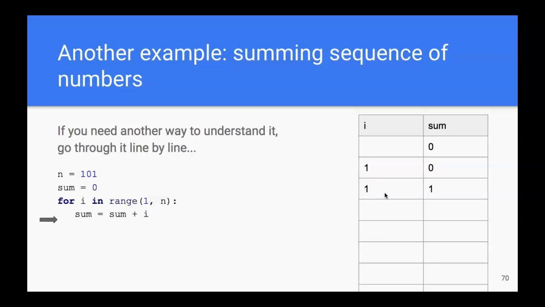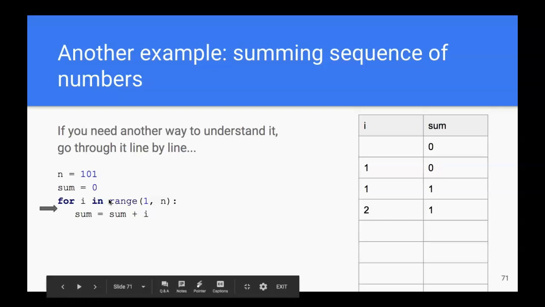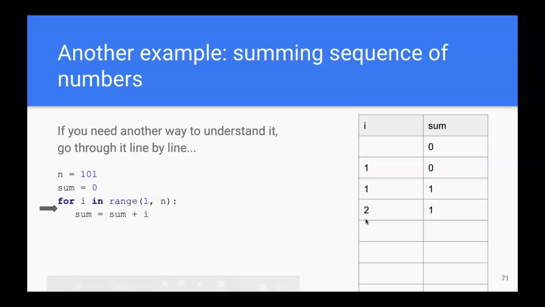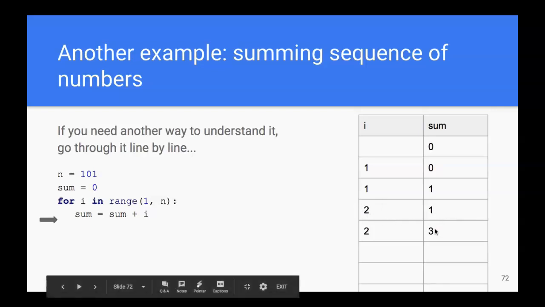Well, we go around the loop now. So the next thing is we execute the loop control. Now I gets a new value from the sequence. The next value in the sequence is 2. Again, sum did not change here. Now we execute the next line, which adds sum and I. So that gives us a 3. That 3 gets assigned to the sum variable. So sum becomes 3. I is not changed in this line.